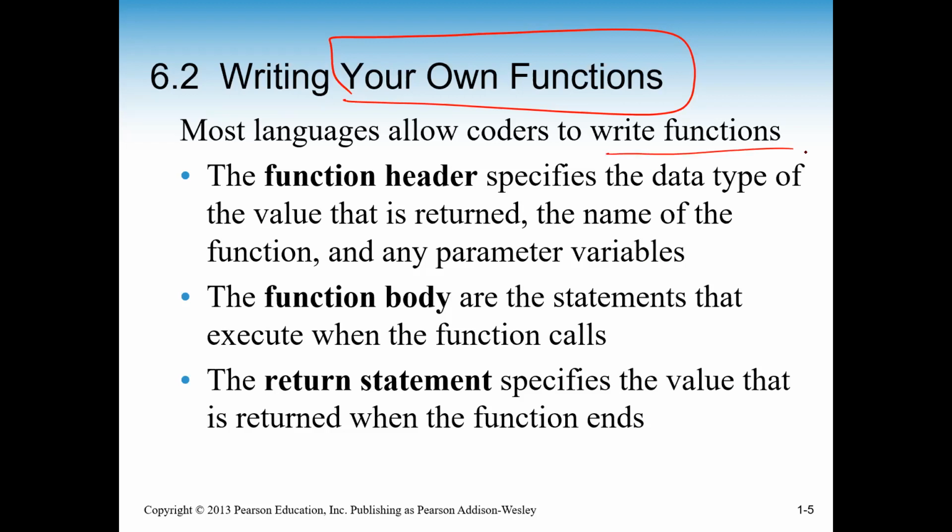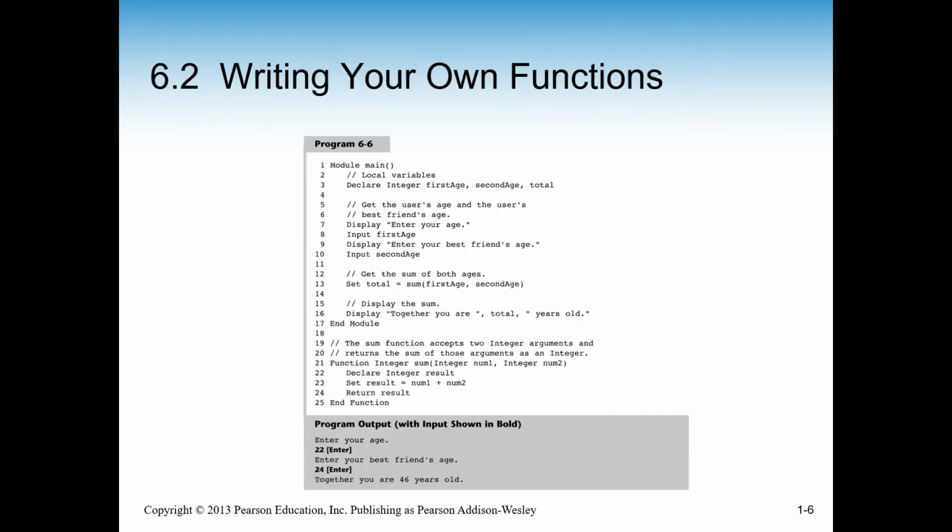You'll write a function. It'll have the function header, the body, and the most important part for it to be a function, the return statement. So the function header specifies the data type of the value that is returned, the name of the function, and any parameter variables. The function body are the statements that execute when the function is called, and then the return statement just specifies the value that is returned when the function ends. So obviously that's better understood by looking at an example.